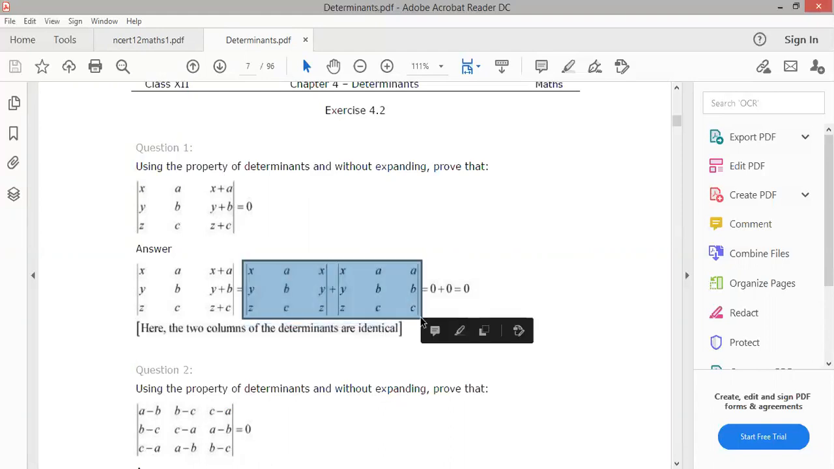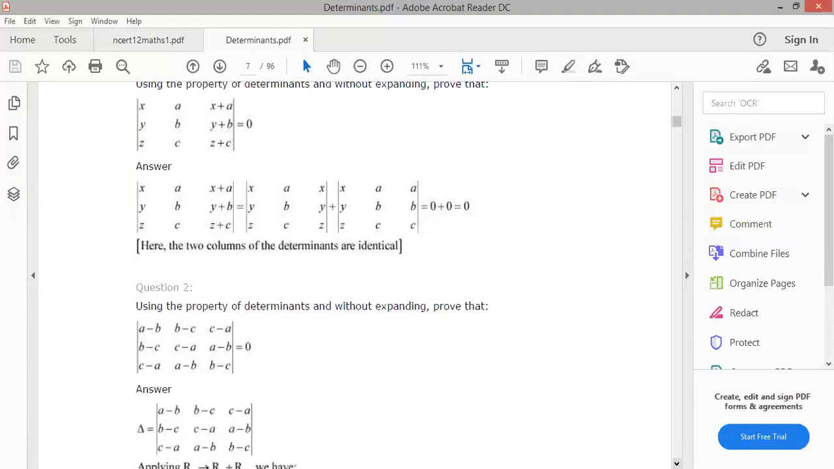So you see, in the first determinant, it is xyz, it's xyz here, so its value is equal to 0. And here it's abc, it's abc. Its two columns are identical, so its value is also equal to 0. So it is 0 plus 0, that's equal to 0. So this way, we have solved this determinant by using properties, not manually solving.